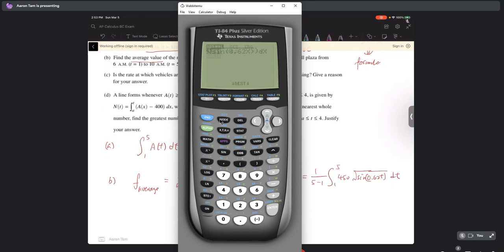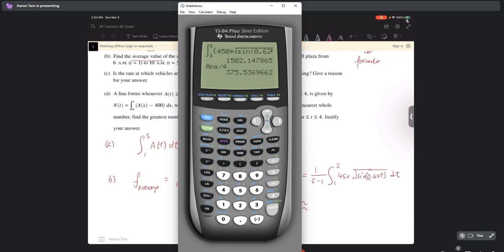Now, one thing I do have to check to make sure is my calculator is in radian mode, which it is, so that's great. I'm going to hit enter. And I have to divide that by 4 because I have 1 over 5 minus 1. So it looks to me my answer should be roughly 375.536. As a general rule, you want to round to 3 decimal places. Your last digit actually can be rounded or not rounded. So I'm just going to write 375.536, and that's my answer. I show at least 3 decimal places accurate, so I think that is good.